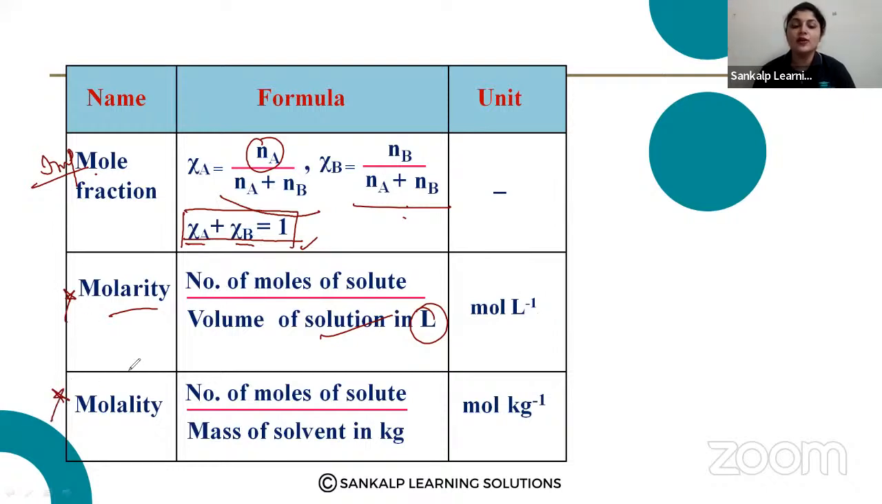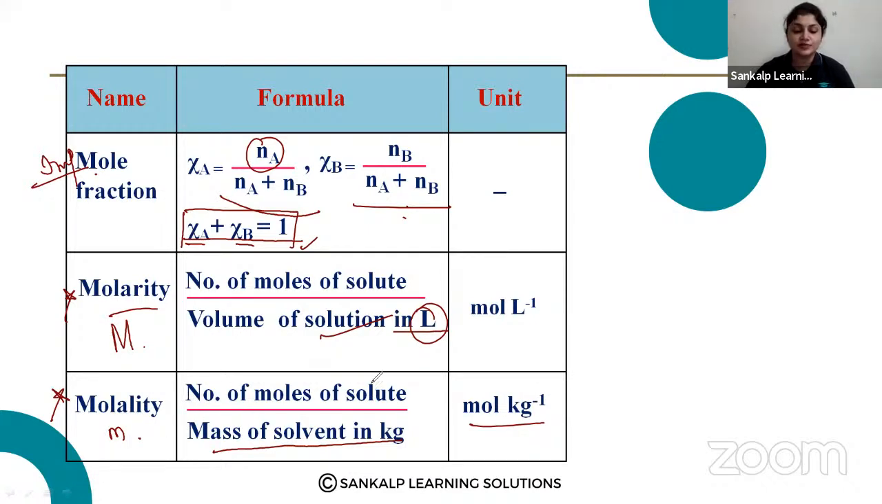Next is molality. Molarity is expressed as capital M, and molality is expressed as small m. Molality is the number of moles of solute dissolved in 1 kg of solvent. Here it is the mass of the solvent in kg. So the unit is mole per kg. It is defined as the number of moles of solute per kilogram of the solvent.